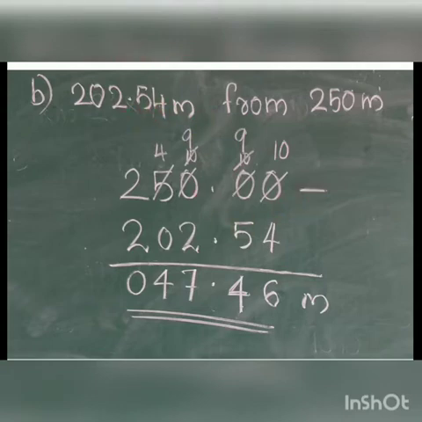In the case of addition, if you didn't write 0 also, directly adding, no problem. But in the case of subtraction, if you're not writing 0, what happens is that you will directly write here 4, 5, which is wrong. What is the actual answer? Check here. So 250 I wrote as 250.00 and 202.54 I wrote the same.